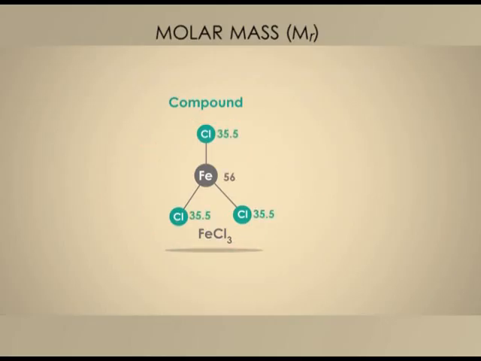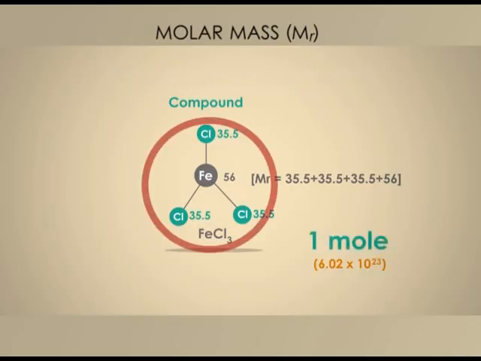For ionic compounds, the molar mass is the sum of the relative atomic masses of the individual elements constituting the compound. So 1 mole of iron 3 chloride, which is equal to 6.02 times 10 to the power 23 particles of iron 3 chloride, will weigh 162.5 grams. This is called the relative formula mass. The molar mass is therefore 162.5 grams per mole.